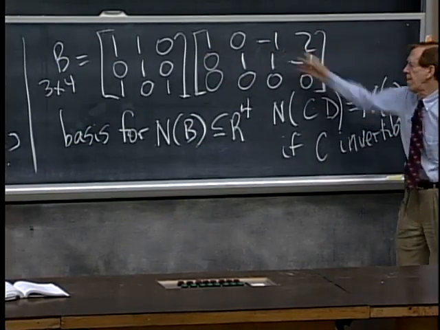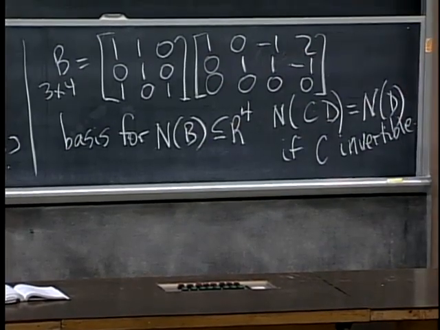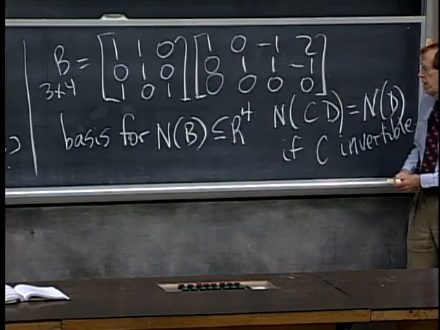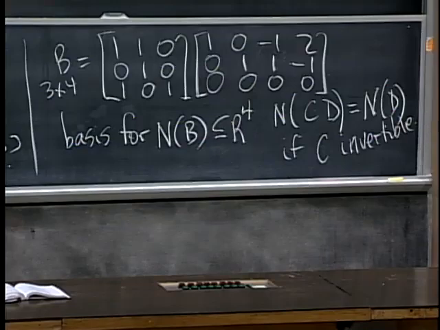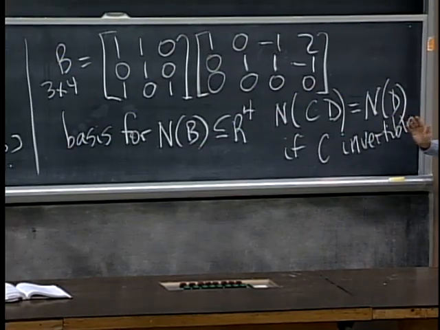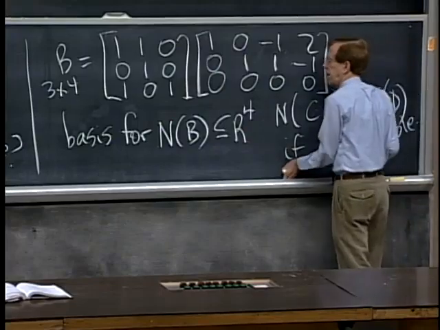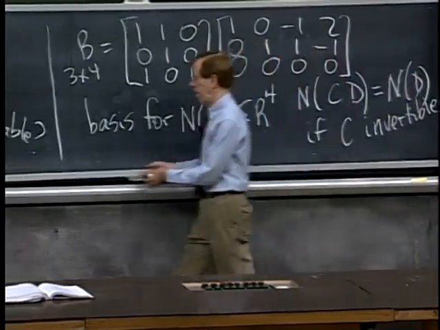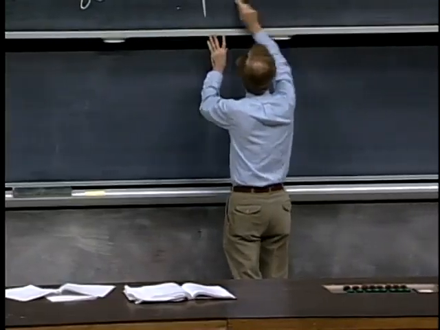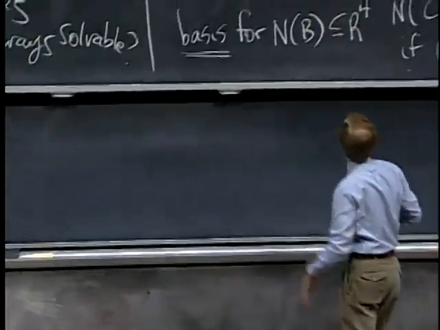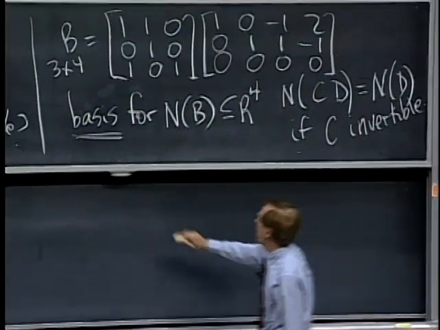Okay, so basically I'm asking you for the null space of this one. I don't have to do the multiplication because C is invertible. That first factor C is invertible. It's not going to change the null space. Okay, so can we just write down a basis now for the null space? So what's the basis for the null space of that?